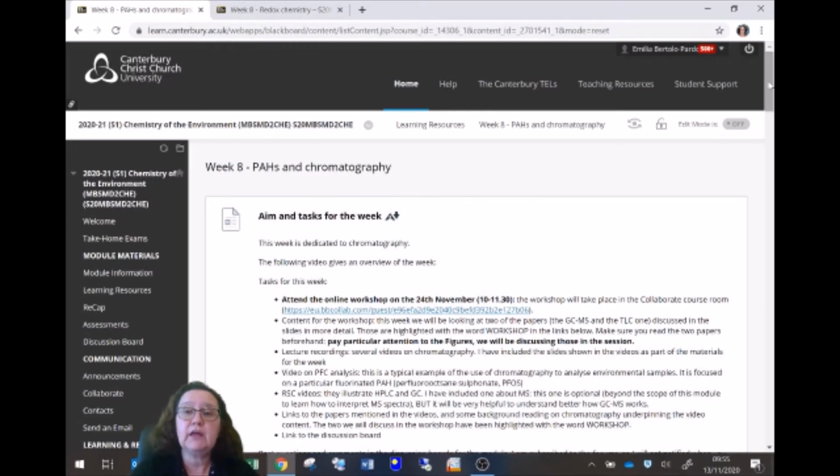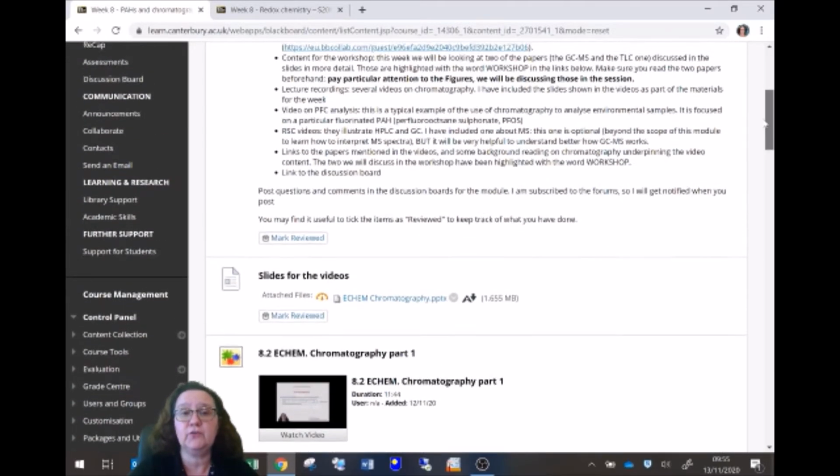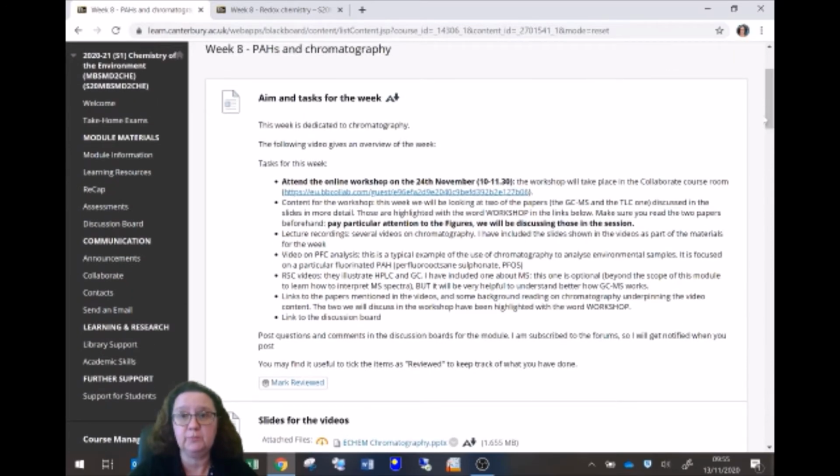You've got the exercise for this week's workshop, because in this week's workshops we're going to be discussing two papers, one on a particular technique called GCMS, gas chromatography mass spectrometry, and the other one on a technique called TLC, thin layer chromatography. We will be discussing the papers in the workshops.